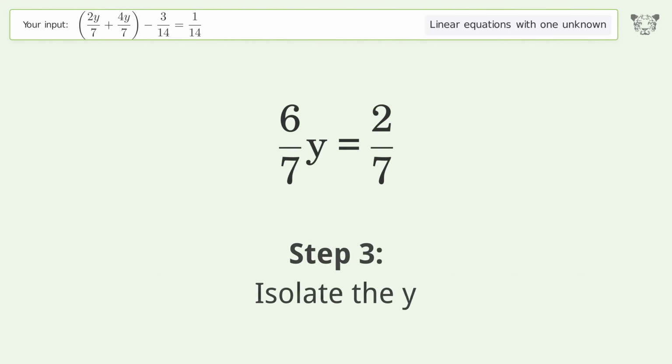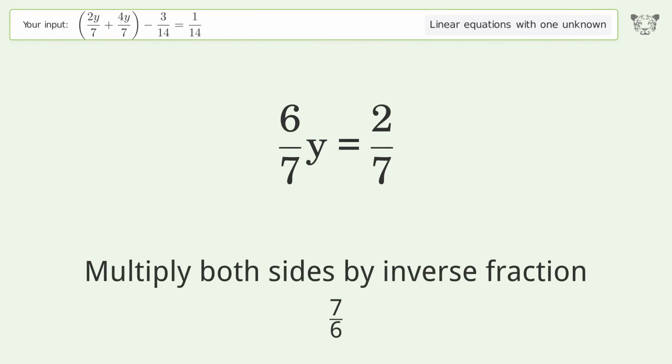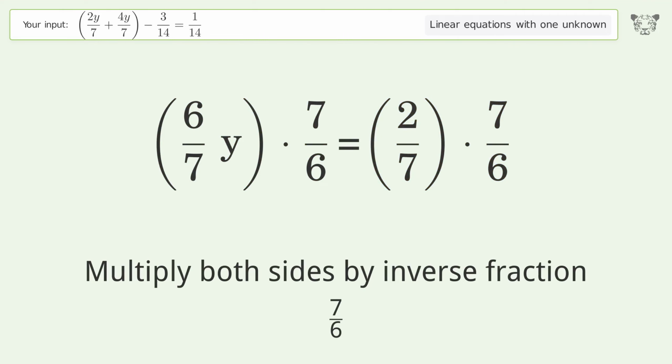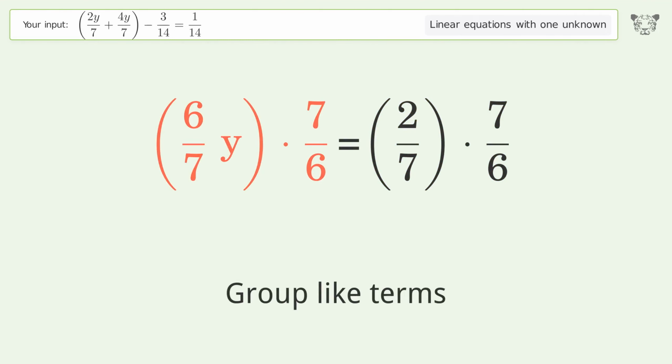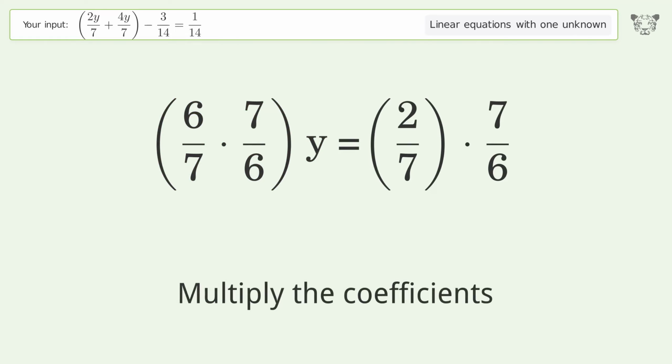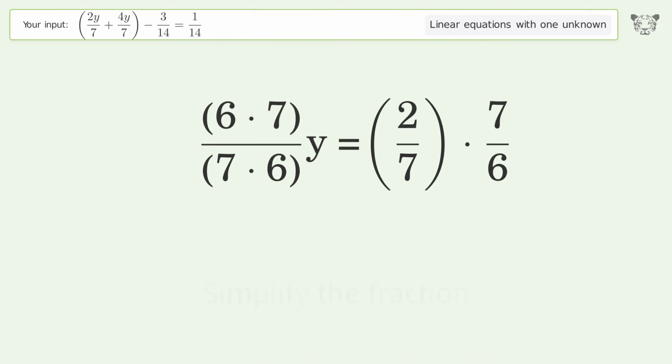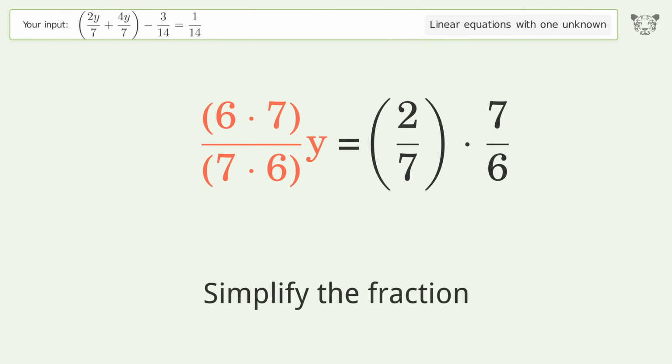Isolate the y. Multiply both sides by inverse fraction 7 over 6. Group like terms. Multiply the coefficients. Simplify the fraction.